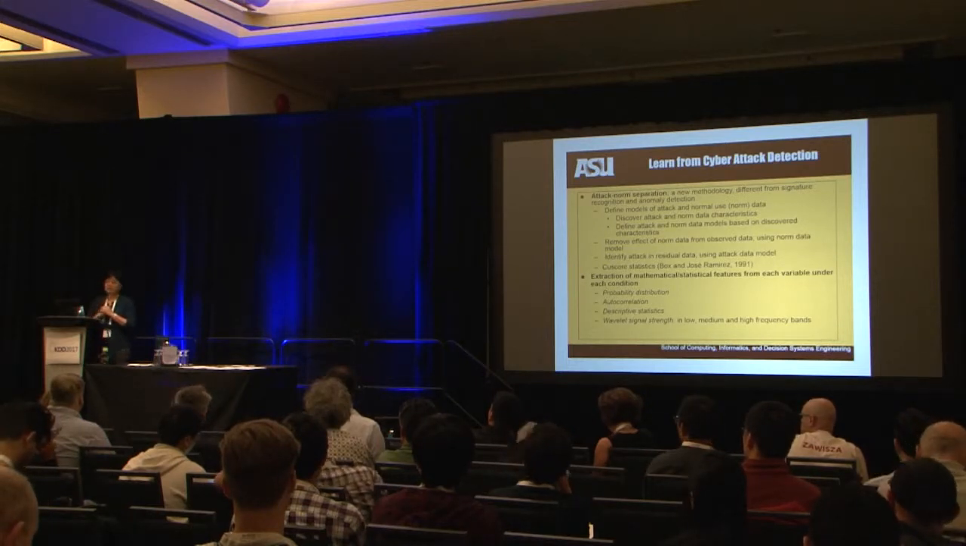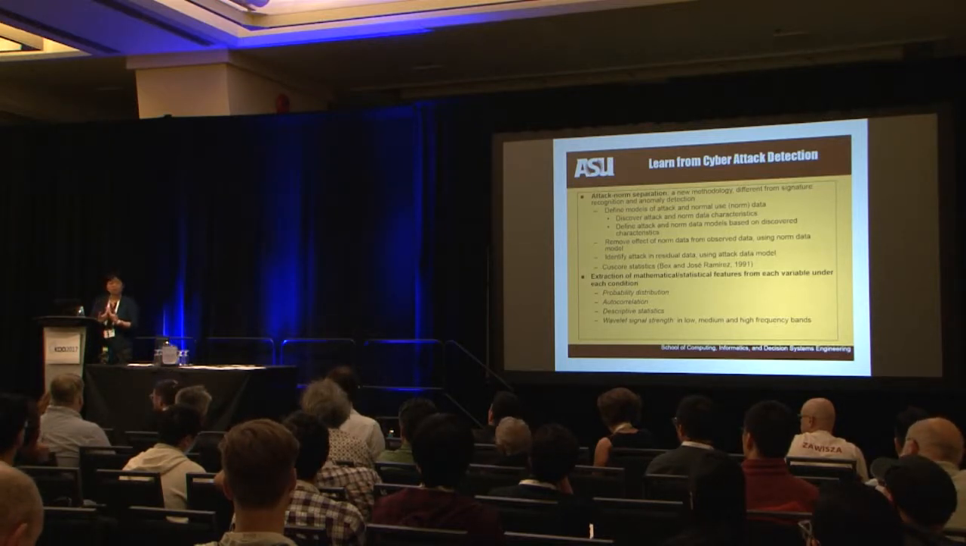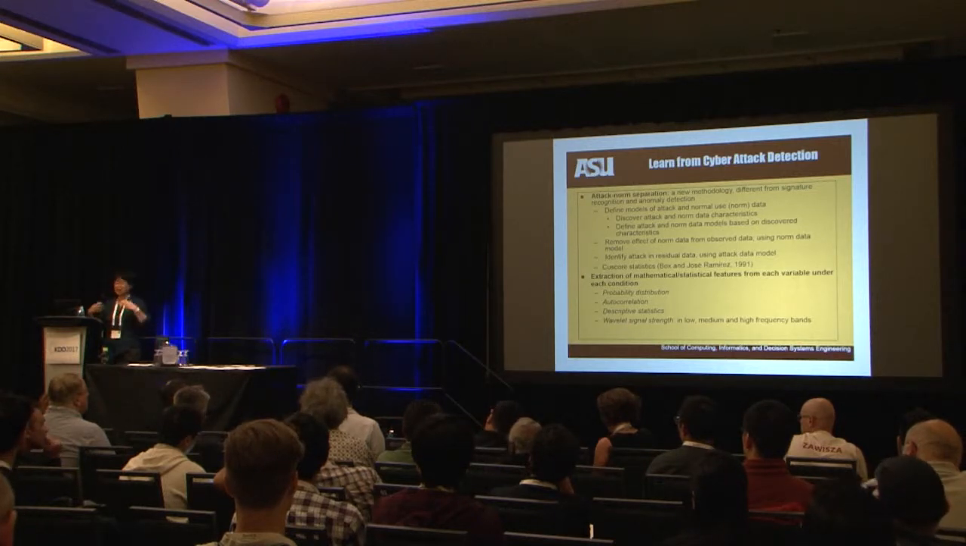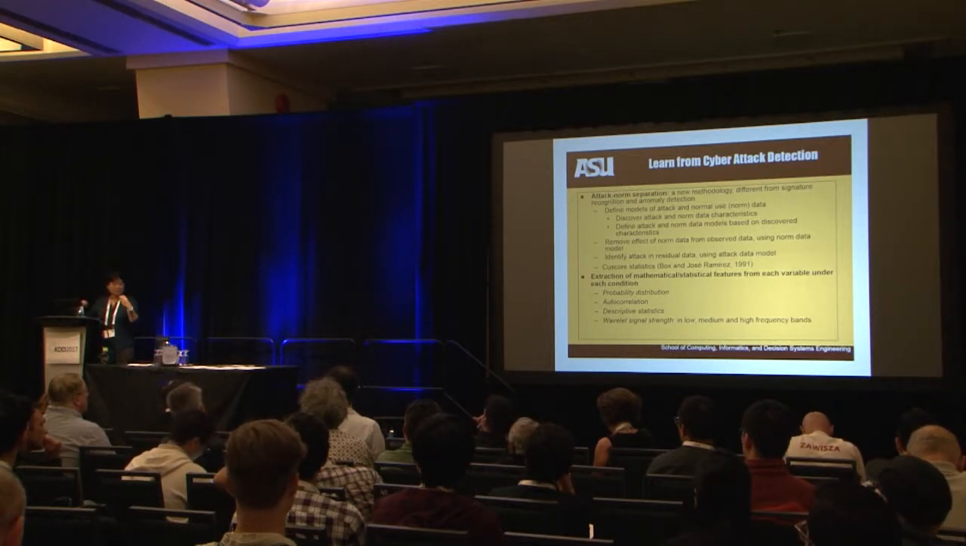And imagine, when you get this data with a mixed effect of both types of activities, it's going to make both signature recognition and anomaly detection very hard to work. Because imagine you have mixed data, right? You try to match your attack signature against this mixed data.